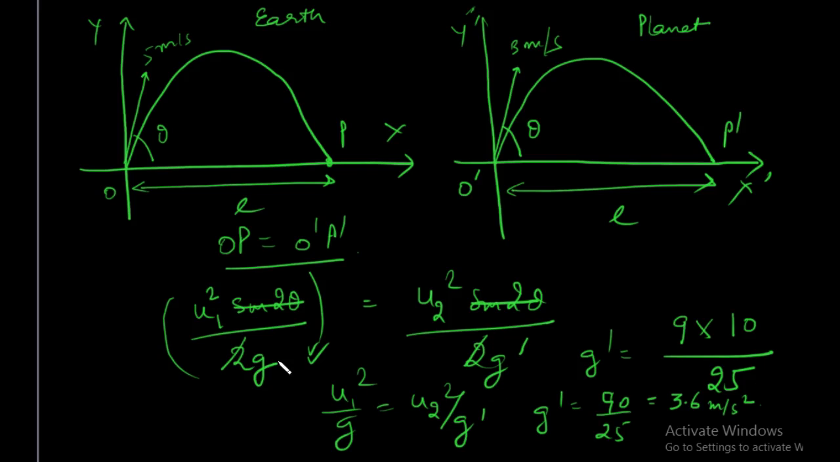And one more thing. Range is actually U square sine 2 theta by g. It is not 2g. So L is U square sine 2 theta by g.